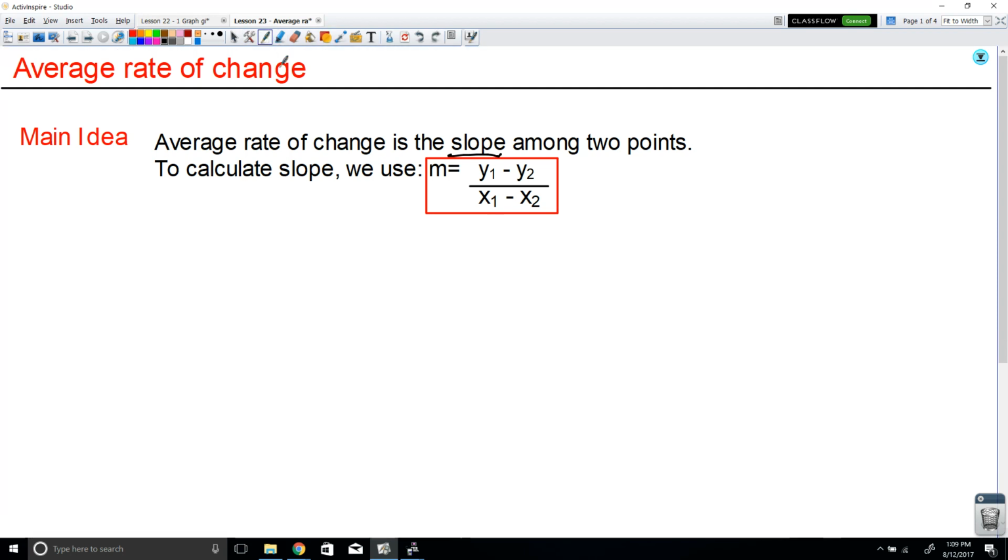Now, again, remember, in order for you to find the slope, you need two coordinate points. So keep that in mind. The average rate of change is the slope, and the slope can be calculated using this formula, which uses two coordinate points. So let's see, how can we apply this idea here?